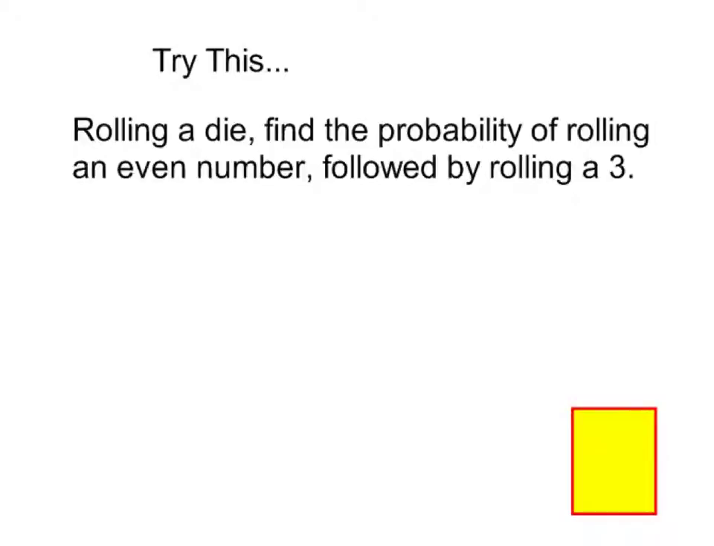So what you should have done was realize that on a die I have 3 even numbers. So there are 3 out of 6 for the first event, followed by 1 out of 6 for the second event. I would multiply them, and so that gives me 3 out of 36, or 1 out of 12.